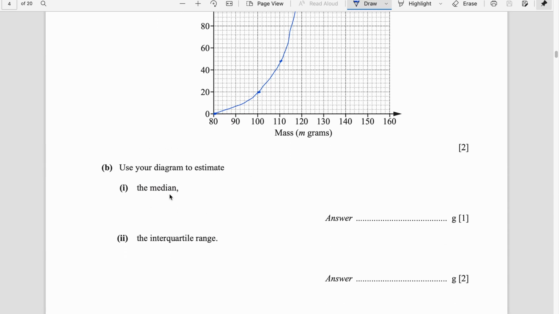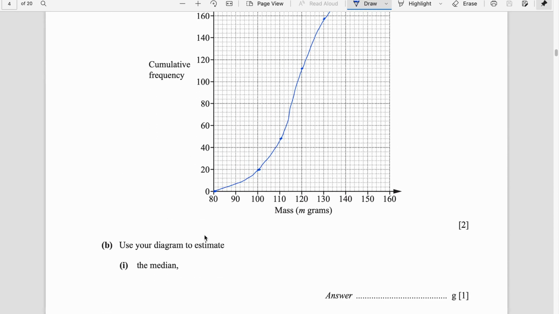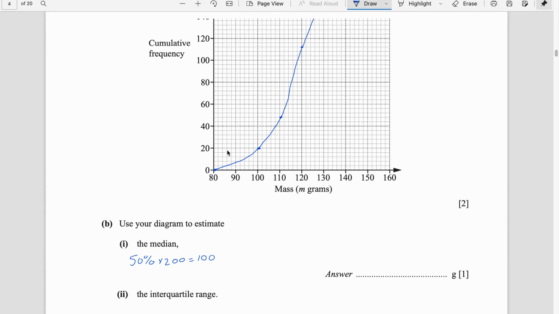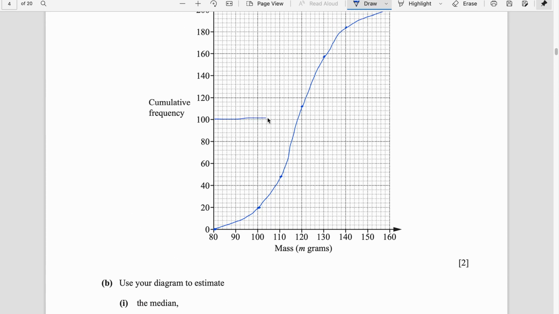Use your diagram to estimate the median. Okay, we have a total of 200. So median is 50% of the total, which is 100. So at a value of 100, we use our graph and see it hits this point. And this was 10 by 5, 2 each. So 118.